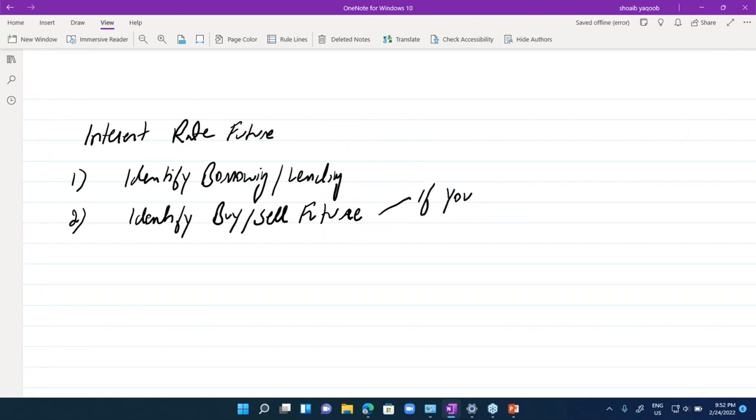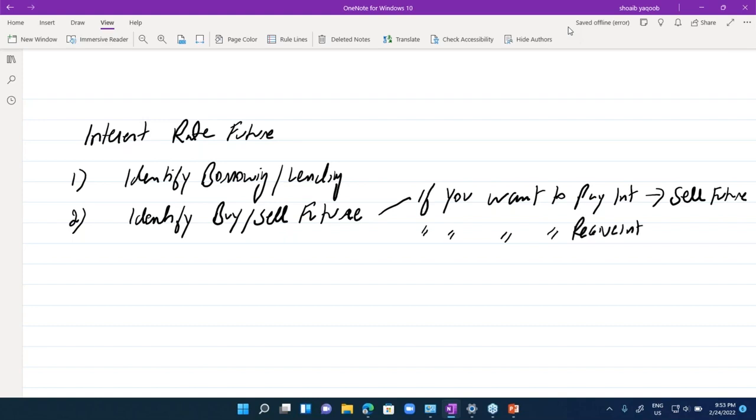If you want to pay interest, sell future. If you want to receive interest, buy future.